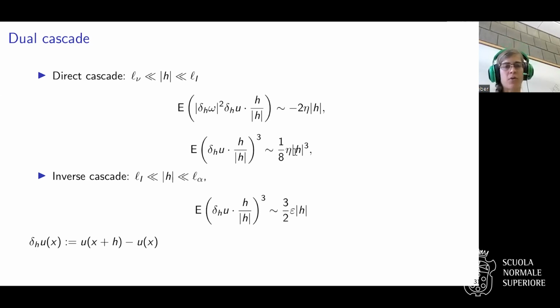On the other hand, this was for small scales, between the dissipation scale and an integral scale. Now if the scale is much larger than the integral scale, the scale of the forcing, and some, let's call it damping scale, L alpha, then the third order structure function of the velocity field behaves as 3/2 epsilon times the modulus of h. Here the sign is switched. That corresponds, I guess, to the direction of where the energy goes.